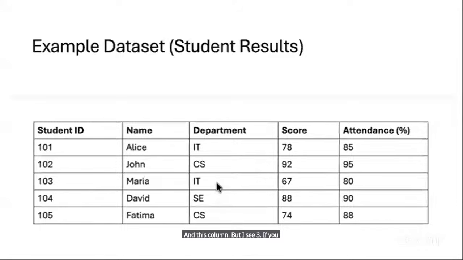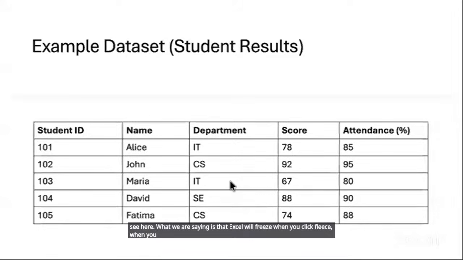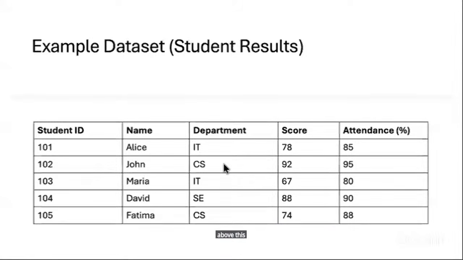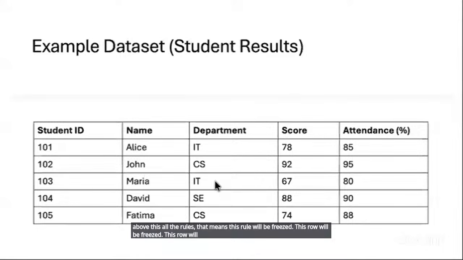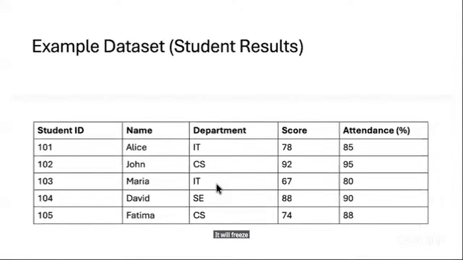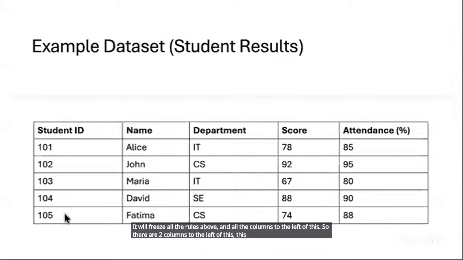If you take your mouse and click here, what we are saying is that Excel will freeze when you click freeze. When you have clicked here, for example, Excel will freeze all the rows above this. That means this row will be frozen, this row will be frozen, this row will be frozen. That's if you click here before touching on freeze. It will freeze all the rows above and all the columns to the left of this. So there are two columns to the left of this column.